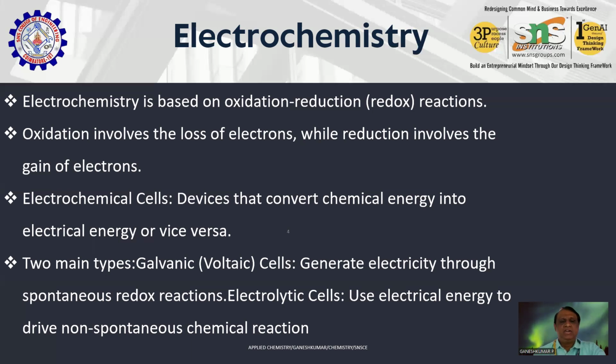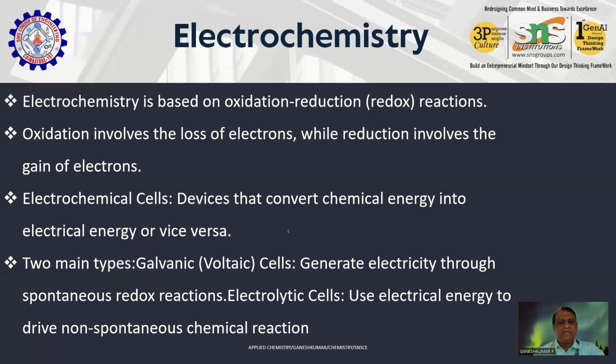Now we discuss some of the basic terminologies which we observe in electrochemistry. Electrochemistry is based on redox reactions, that means oxidation and reduction reactions. Oxidation involves the loss of electrons: the metal will donate electrons to something else, and another species will absorb the electrons. So reduction involves the gain of electrons. Electrochemical cell: an electrochemical cell is a device that converts chemical energy into electrical energy or vice versa.